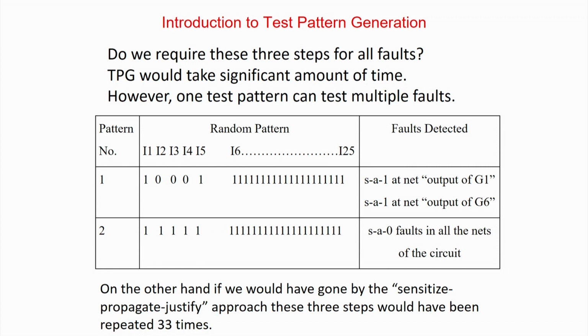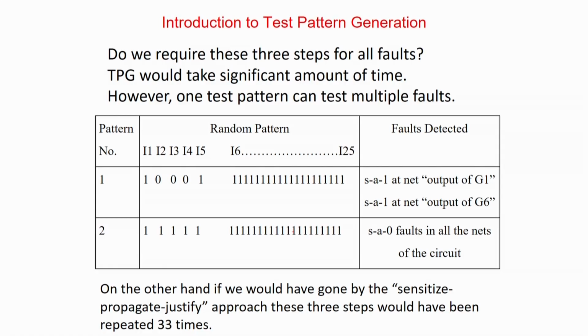But people have found out it is not required to do it like that. There is an approach called random test pattern generation. That is, you just randomly apply some patterns and see how many faults are getting tested. Or given some random patterns, you find out how many faults will be tested if I apply those random patterns. And then some faults will still remain, which we call difficult-to-test faults. For those, of course, you have to go for deterministic test pattern generation by sensitize, propagate and justify.